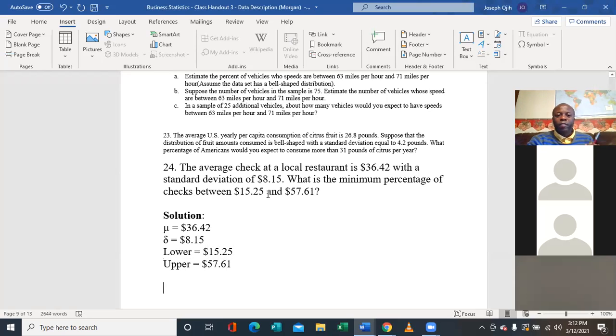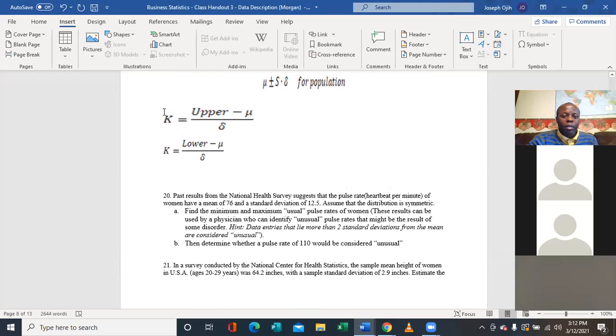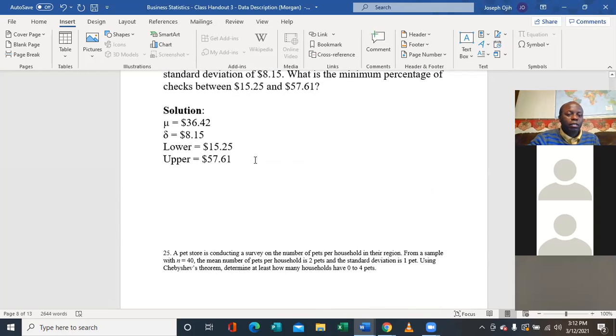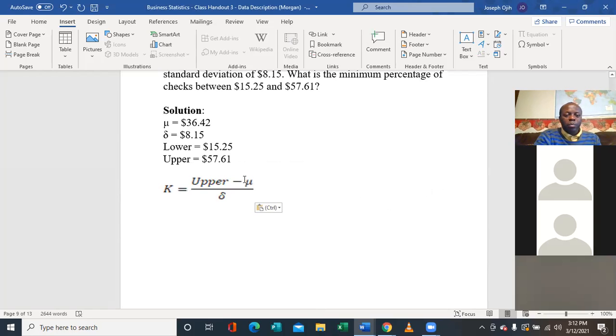Remember, I said first thing is to find the K. We can use those formulas that I mentioned. So suppose we use the first formula, which is the K upper end. This means that K equals the upper end, $57.61, minus the mean of $36.42, divided by the standard deviation of $8.15.